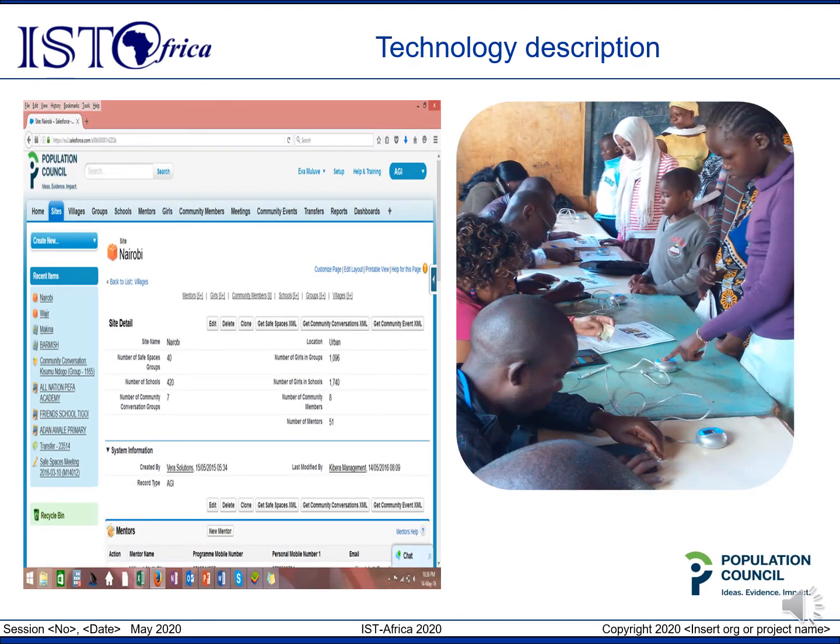This is just a visual representation of the Salesforce system that we were using to collect all the participant information in one place, and the other picture just provides a visual of the biometric system we were using, and it shows some of the participants being enrolled at the start of the program.